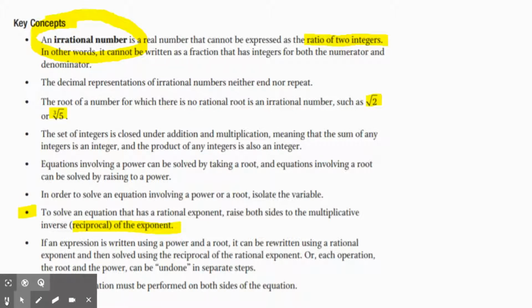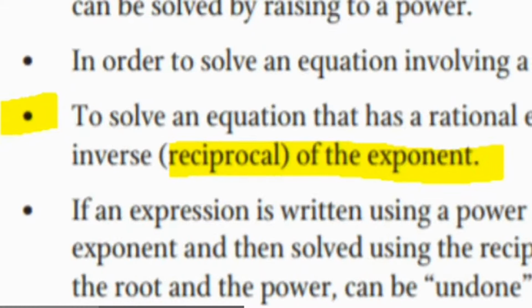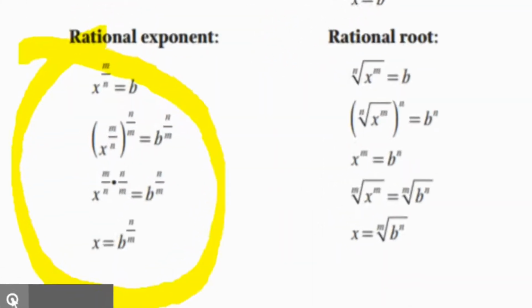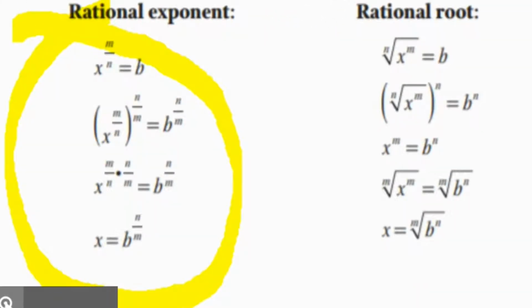What we're going to be doing in this section is solving equations that have rational exponents using the reciprocal exponent. So down in the lower left-hand corner, I have x to the m over n equals b. If I want to solve for x, if I want to isolate that variable, I'm going to be raising it to the reciprocal power of n over m. And remember, you have to do it to both sides.